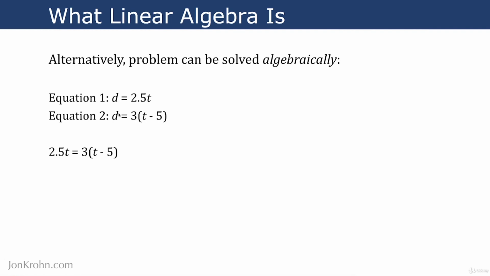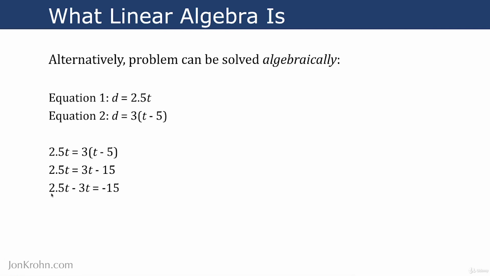Now, both of these equations are equal to d. So we can actually set this term here equal to this expression here. So 2.5t is equal to 3t minus 5. You can then multiply the 3 into the brackets to expand out this side of the equation. And then we start trying to isolate t by moving 3t over to the other side of the equation here. So we subtract 3t from both sides of the equation.